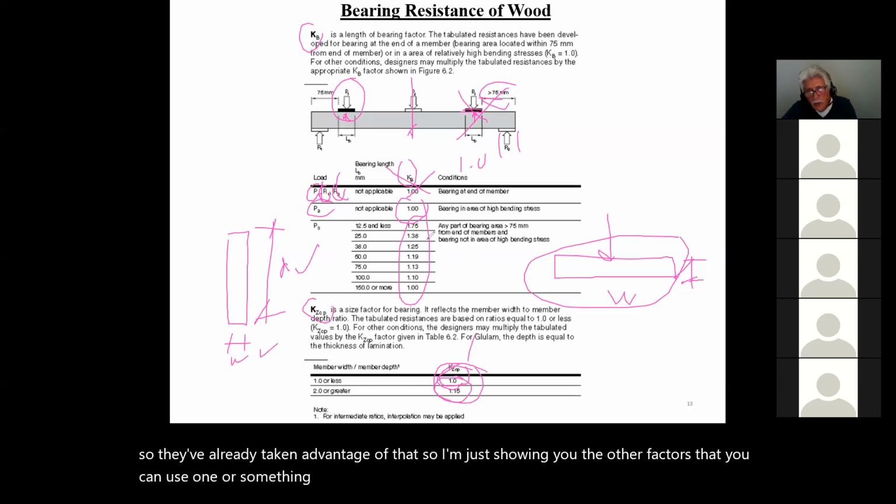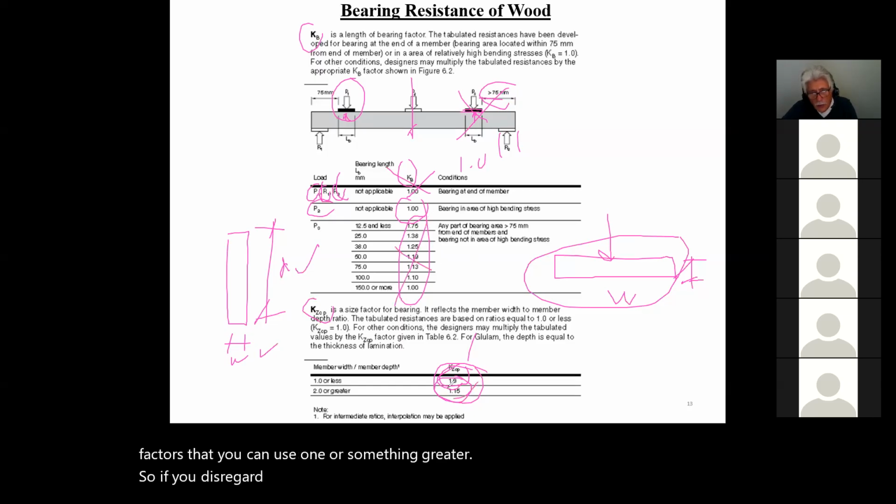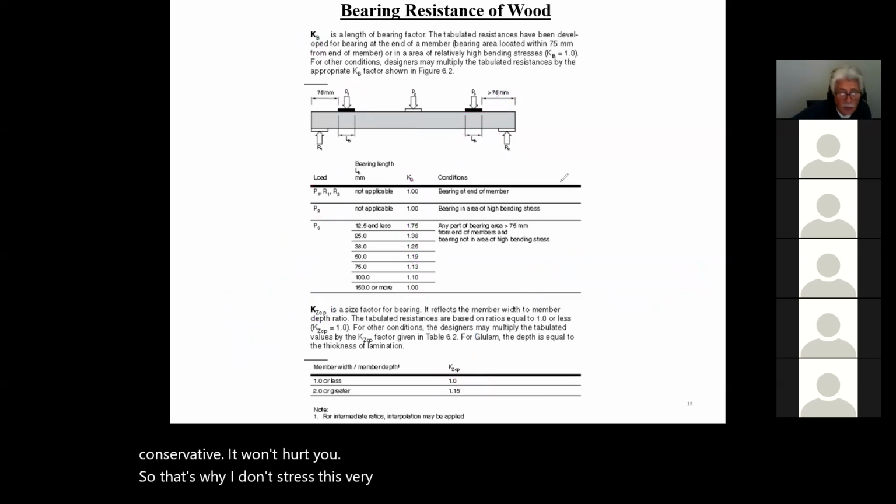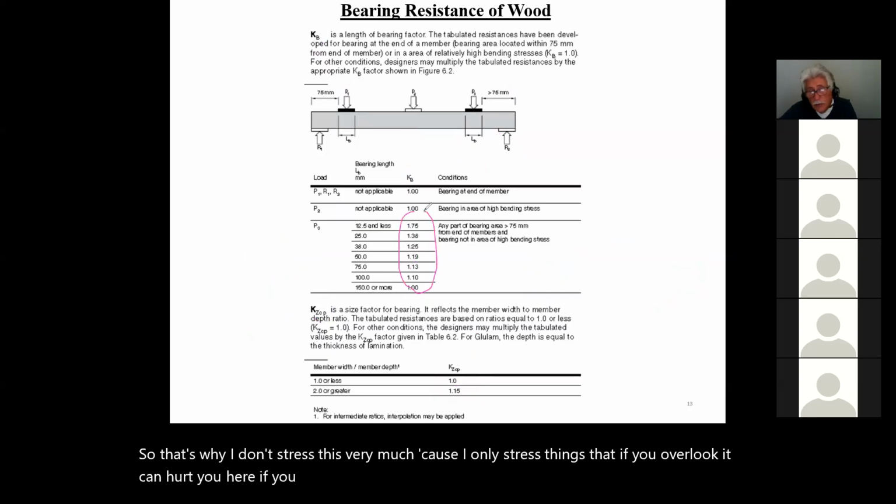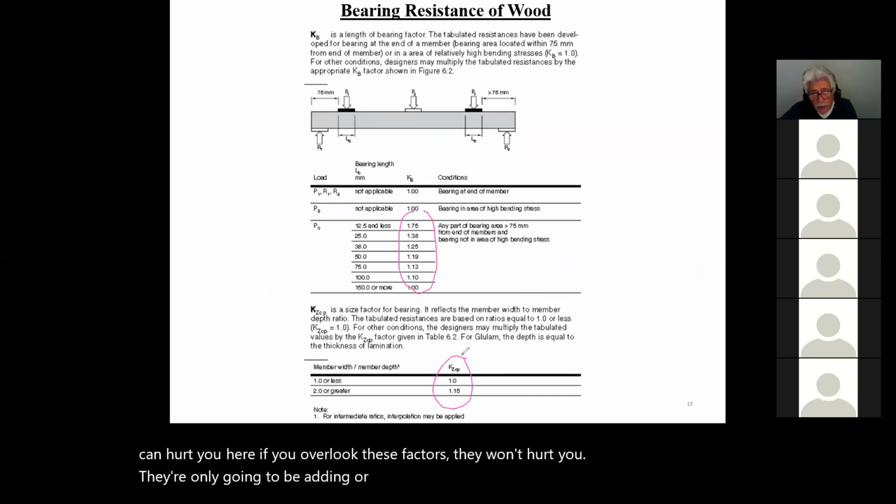So if you disregard this table when you're doing your calculation, you're only being more conservative. It won't hurt you. That's why I don't stress this very much, because I only stress things that, if you overlook them, can hurt you. Here, if you overlook these factors, they won't hurt you. They're only going to be adding or being beneficial to your end design, so if you forget to add these in.